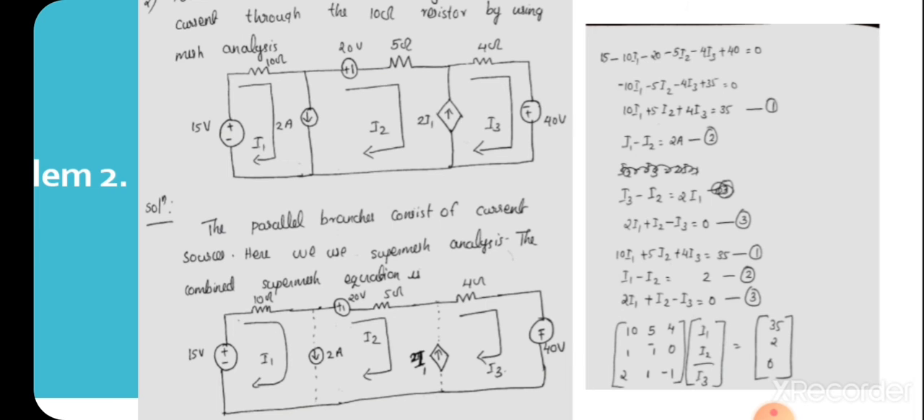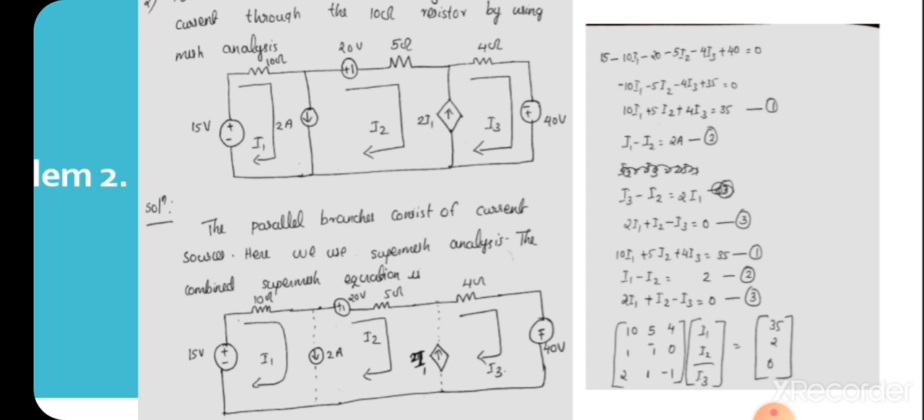Next is the 5 ohm resistor. The voltage drop across the 5 ohm resistor will be 5 into I2, but current flows from higher potential to lower potential, so it will be minus 5 into I2. Next comes the 4 ohm resistor, and the voltage drop across it will be minus 4 into I3. Next is the voltage source; we can clearly see that the movement is from minus to positive symbol, so it will be plus 40 volt.